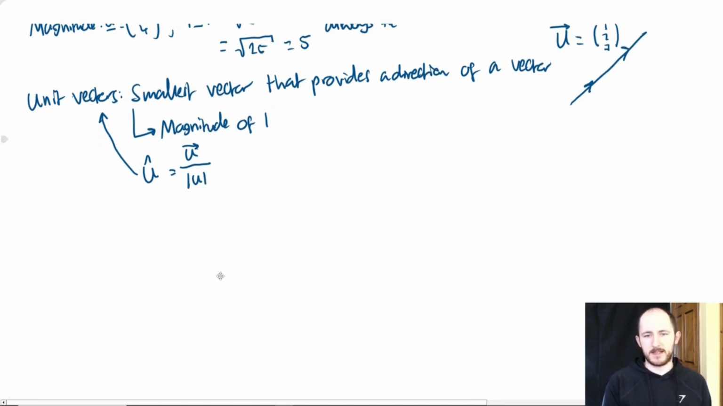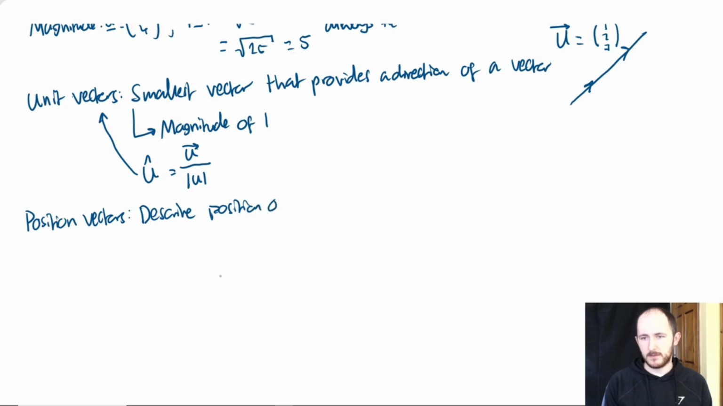The next thing you need to know about is position vectors, which you should be fairly familiar with. So position vectors describe the position of a point, shockingly. Okay, so they describe the position of a point relative to the origin. So we always take these from the origin itself.